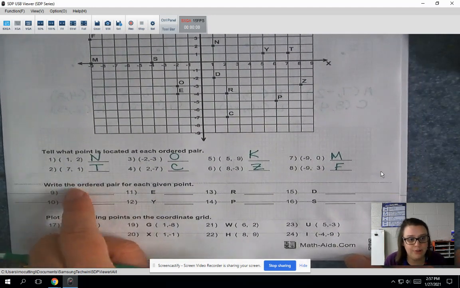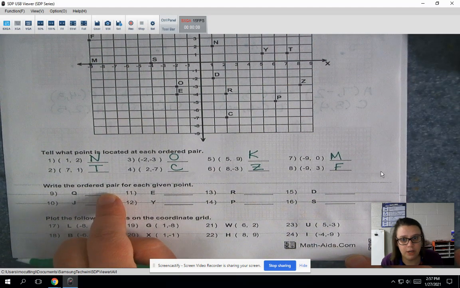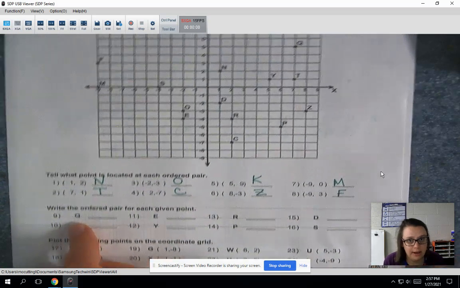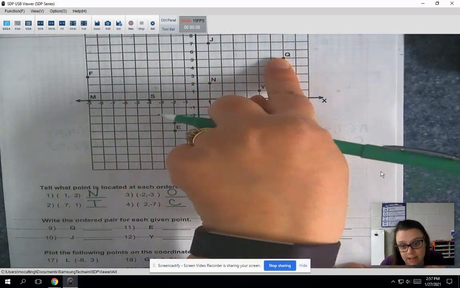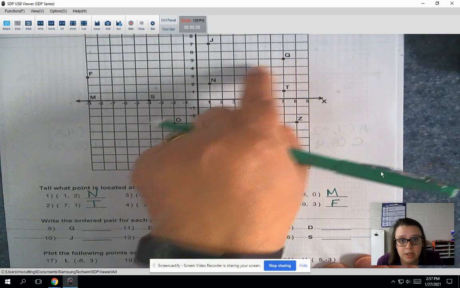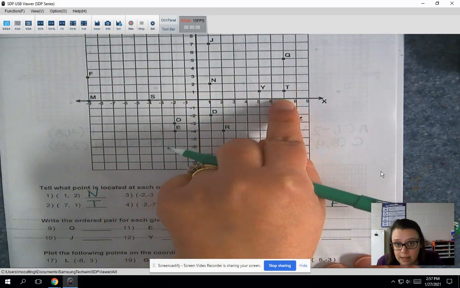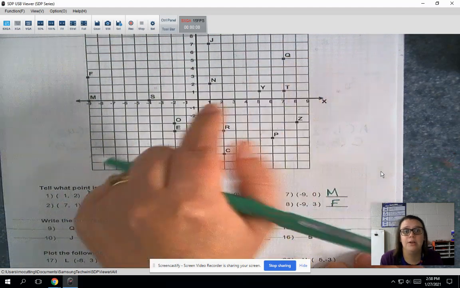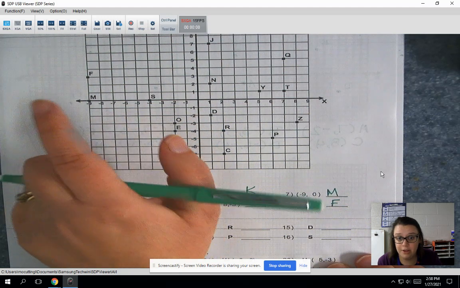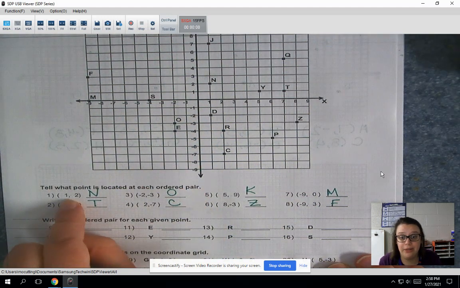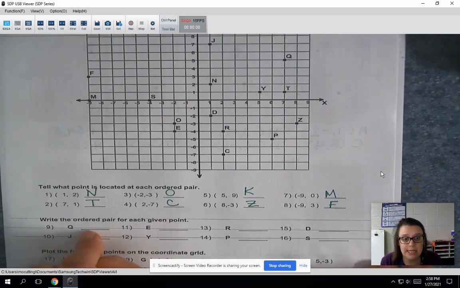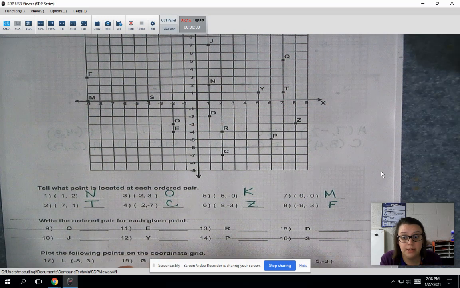Okay, so then you're going to do 9 through 16. Write the ordered pair for each given point. So this time, you're going to find the letter. So here is Q, and you're going to give me the ordered pair. You're going to tell me the coordinates, the numbers. So you're going to tell me first where it goes across and then up or down. So, and pay attention, because if it's a negative number, you have to make sure you have the negative sign, and we do need the parentheses around it. So I'm going to have you pause me to try 9 through 16. Pause.